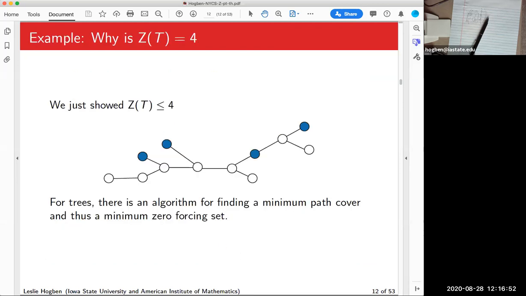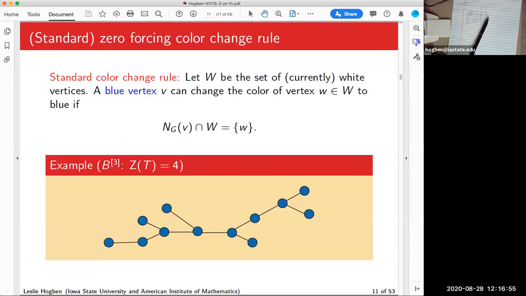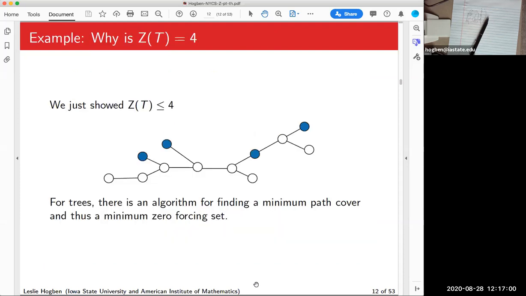One thing that's worth mentioning is if you look at the previous slide, I just blithely said that the zero forcing number is 4. Well, we didn't actually prove that. So here we have this tree, and we showed that 4 vertices is enough to force. We don't know that there isn't a smaller set. And it is a theorem that the zero forcing number is equal to the path cover number.